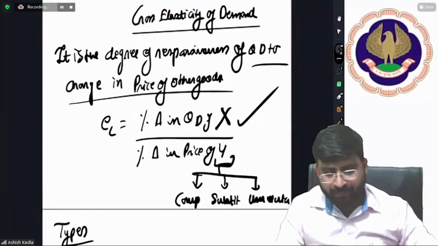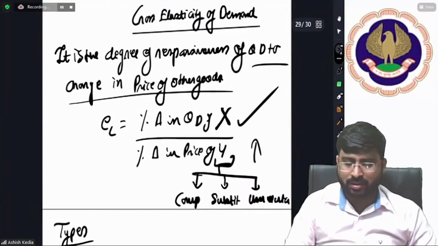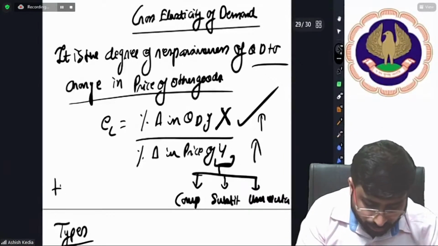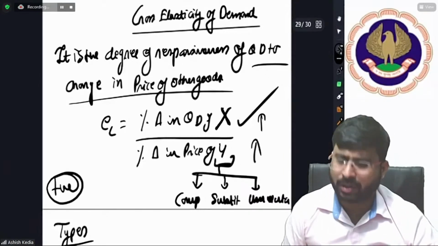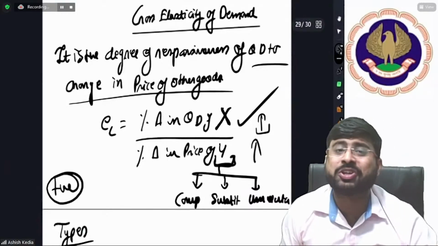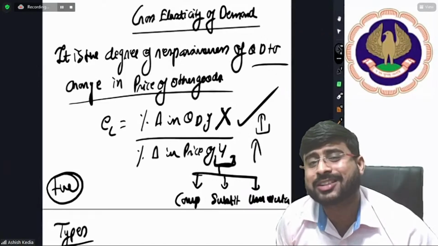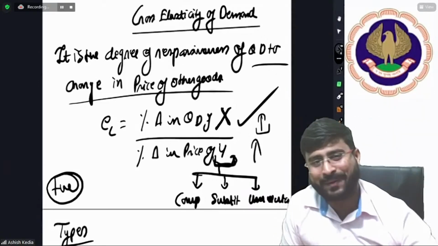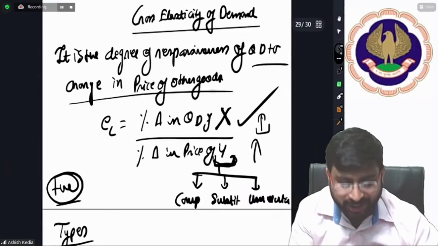Now you all tell me, if price of Y rises, quantity of X will rise. If this happens, then obviously cross elasticity will be positive. When does it happen? That is, Y became expensive, so demand for X rose. Yes, you are correct, when the goods are substitutes. So if price of coffee goes up, demand for tea will go up. There is a direct relationship and positive cross elasticity.